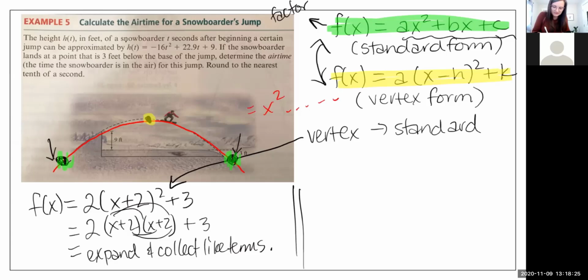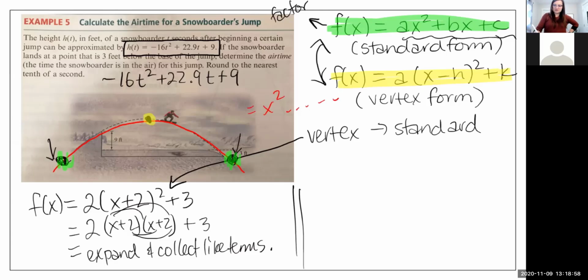So if you take a look at the model approximation they've offered, it's negative 16 t squared plus 22.9 t plus 9. They've approximated this with a computer system to find the function that represents the guy's jump. And so let's say we're interested in what's the highest point he got to, how high did he get in the air? We would want to find that vertex, right?